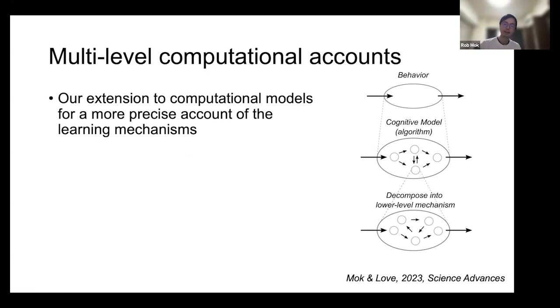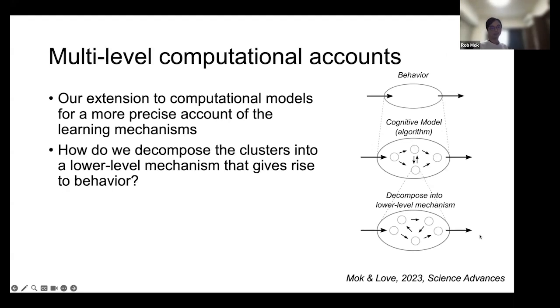And so in Craver, they don't have this computational model aspect, and in something like Marr's levels, there's no linking across levels because they're independent, right? So how do we decompose the cluster, right, to make this lower level, this neural population that gives rise to the behavior?